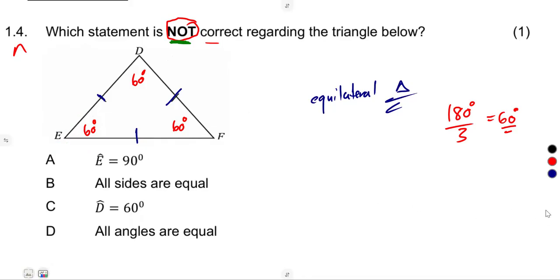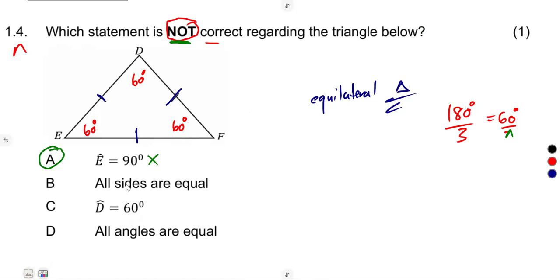No, that is wrong. Each angle must be 60 degrees. So meaning to say this is wrong. It is not correct. So on our answers, they want the part which is not correct. So A will be our answer because it is not correct. E cannot be equal to 90 degrees. All right, let's check B.